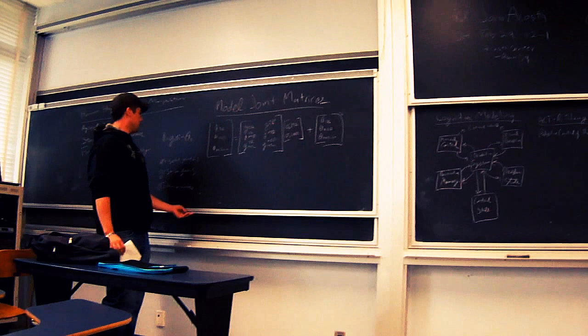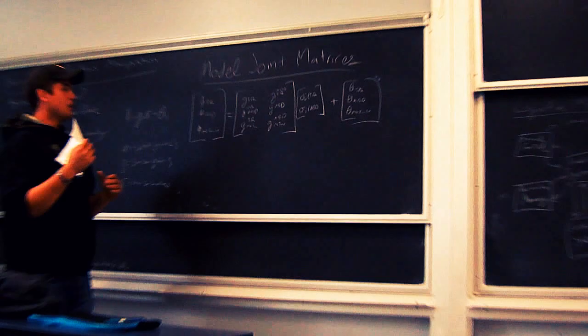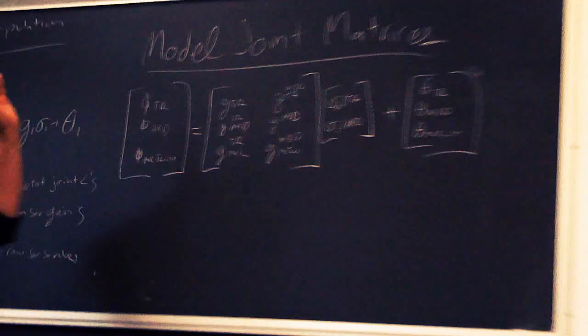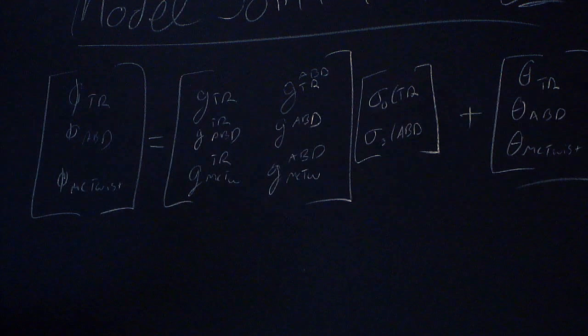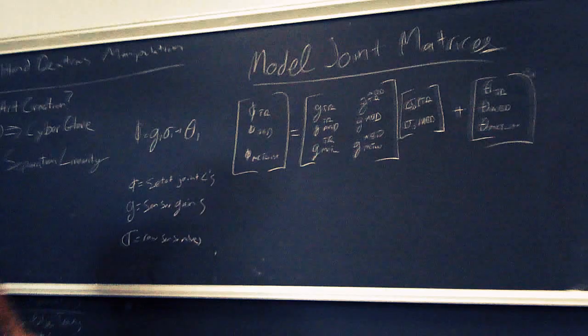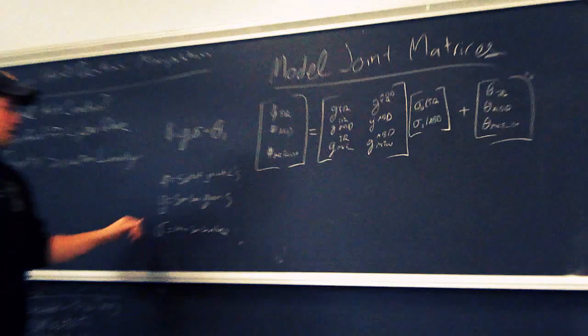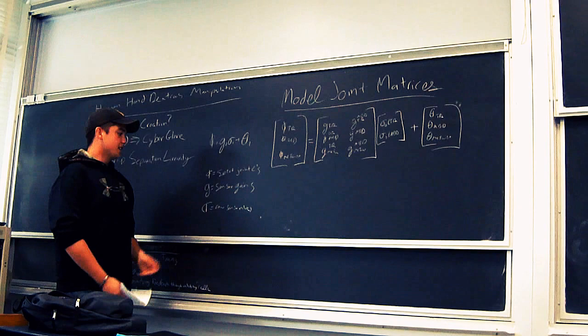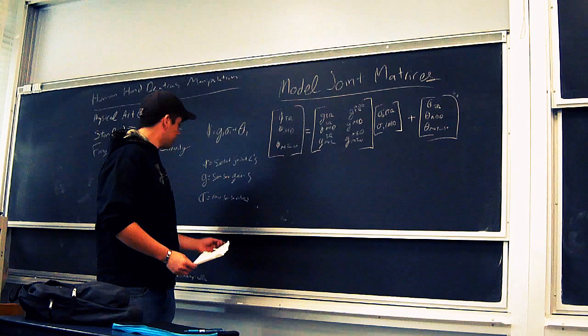Now, from there, we've created a model joint matrix that completely models the ability for the hand to move. I'm not going to break down this entire equation, but it's based on one very simple linear equation, where this represents the set of joint angles, G represents the sensor gains, because it's just the basic sensor you place on your hand, and sigma represents the raw sensor values. So that's essentially how we've quantified the dexterity aspect of art.